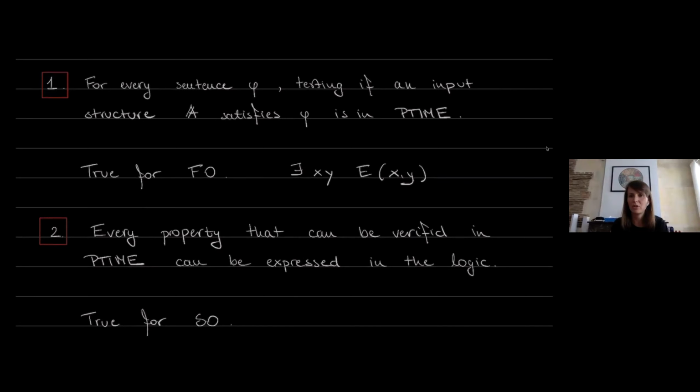Yes. So you have a signature which is fixed. So for instance, you are talking about graphs. You have just a single binary relation, and then an input is a concrete graph, but you can have any graph as an input and nothing else. So you consider the signature to be fixed. Okay. Thanks.